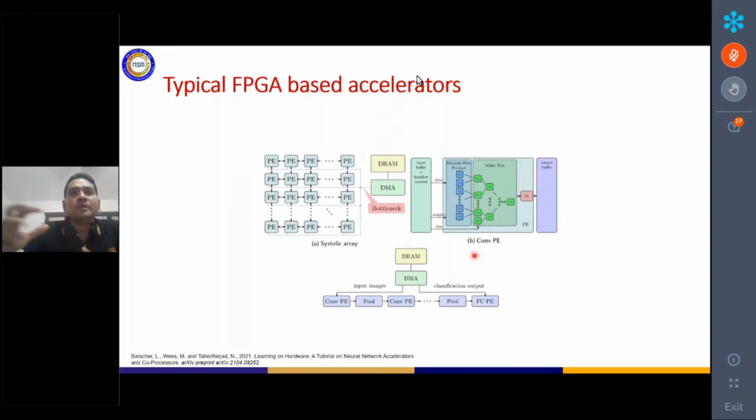Okay, so all these AI benchmarks are mostly to train your deep neural network benchmarks, to be precise.